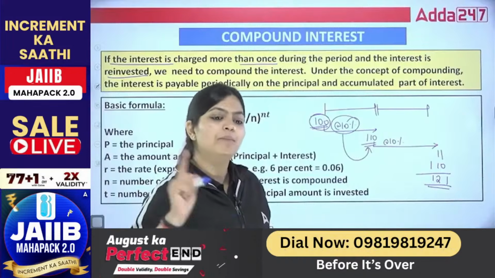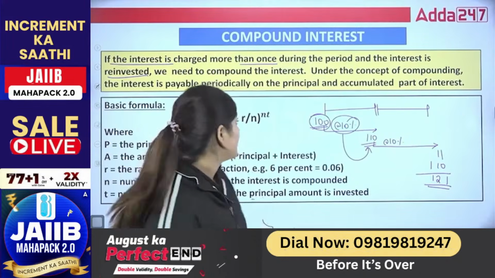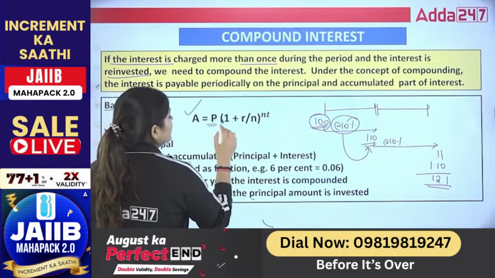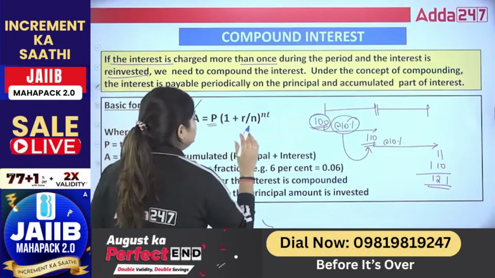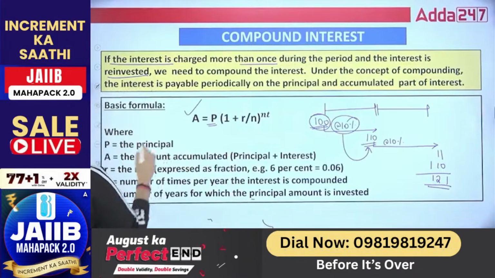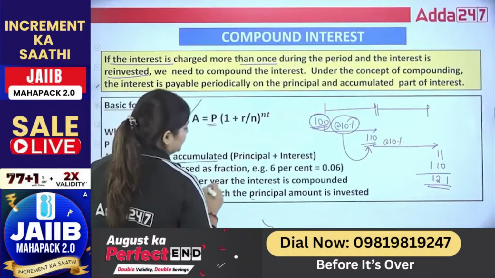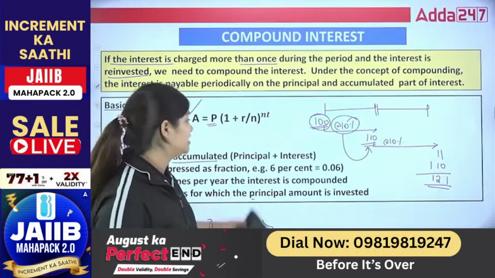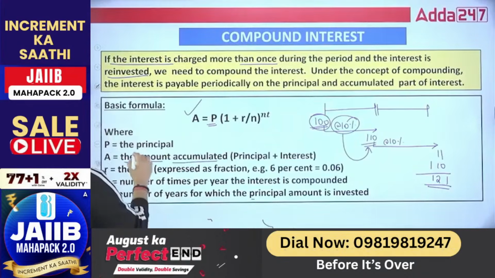This is what compounding is all about. Okay, so what formula do we need to use here? A equals P into (1 plus R divided by N) whole to the power N into T. A means the amount accumulated. After 2 years, what is your total amount? That is what is accumulated.